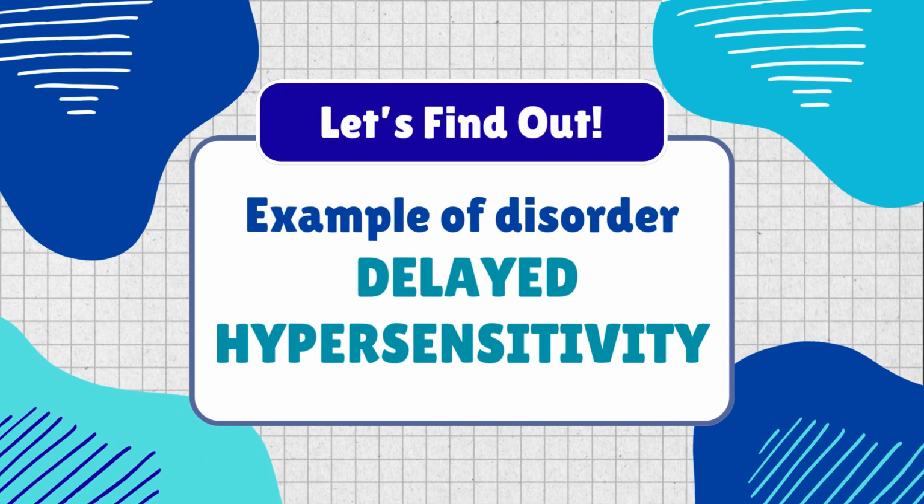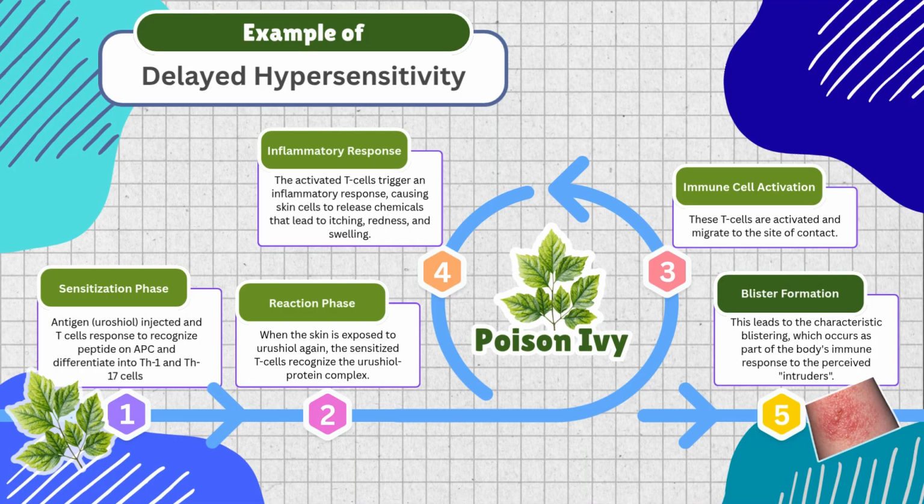Okay, let's find out an example of a delayed hypersensitivity disorder. Here is an example of delayed hypersensitivity for poison ivy. First, sensitization phase. Antigen known as urushiol is injected and T cells respond, recognizing peptide on APC and differentiating into Th1 and Th17 cells. Second, reaction phase.